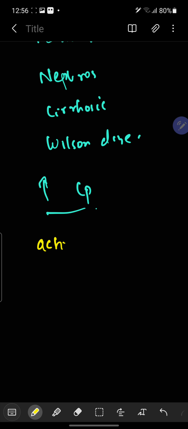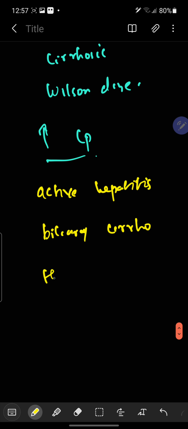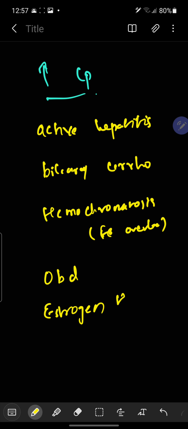Okay, the high level of ceruloplasmin is found in active hepatitis, biliary cirrhosis, hemochromatosis. Hemochromatosis means iron overload. Okay, this is iron overload. Obstructive biliary diseases, and during estrogen therapy, because estrogen will increase the ceruloplasmin level.